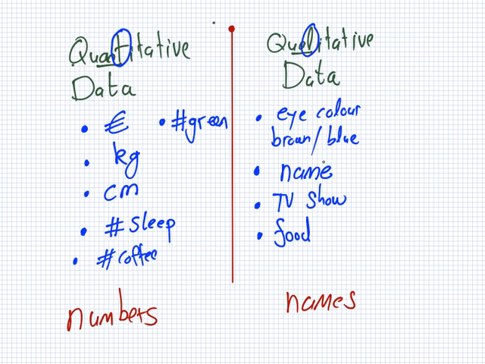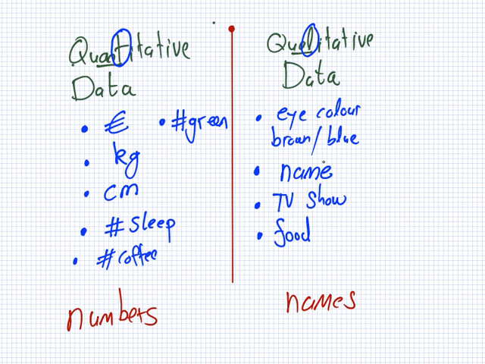I ask everybody their address. Qualitative. Their phone number. Qualitative. Why? It's a number, but why is it qualitative? Like Mike said, a phone number is like a name. It's like the phone's address.